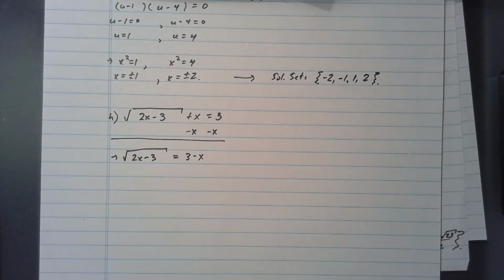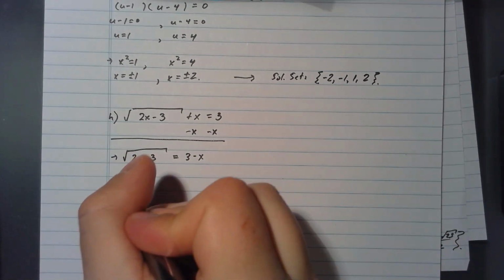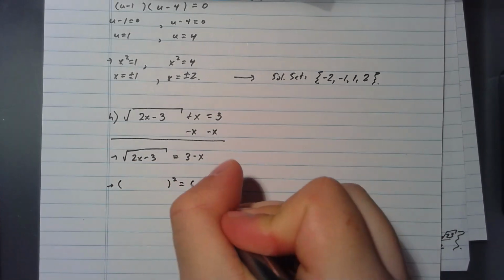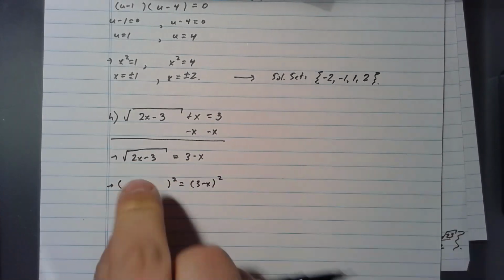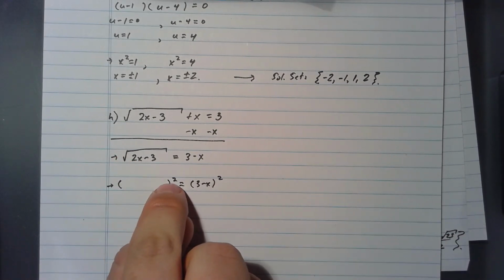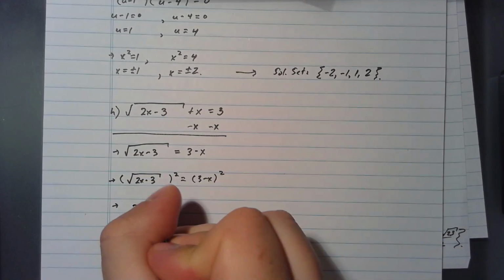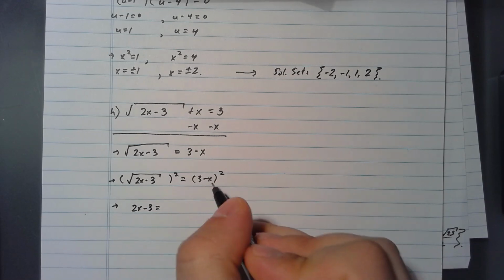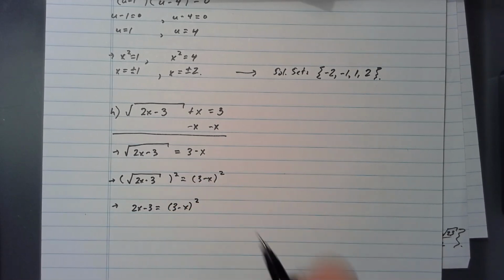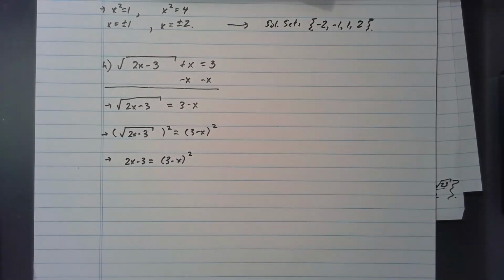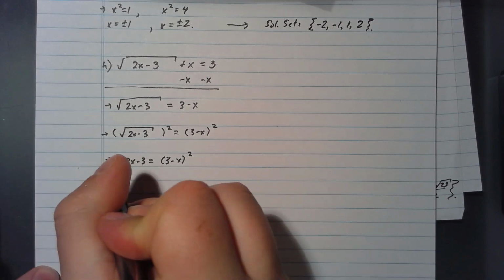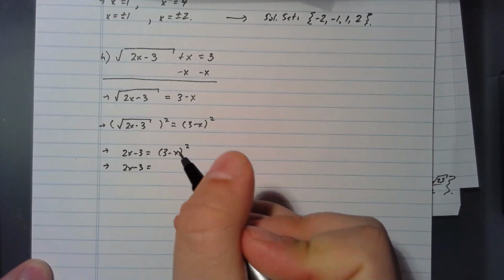So that's what I have now. Now I want to square both sides. Because this is a square root, to get rid of it, you're going to square both sides. What you get is 2x minus 3 equals 3 minus x squared. So by doing that, you get rid of the radical, but now you're going to have a polynomial.